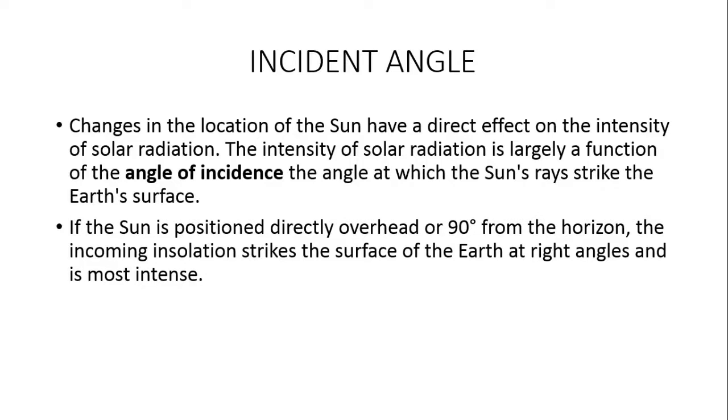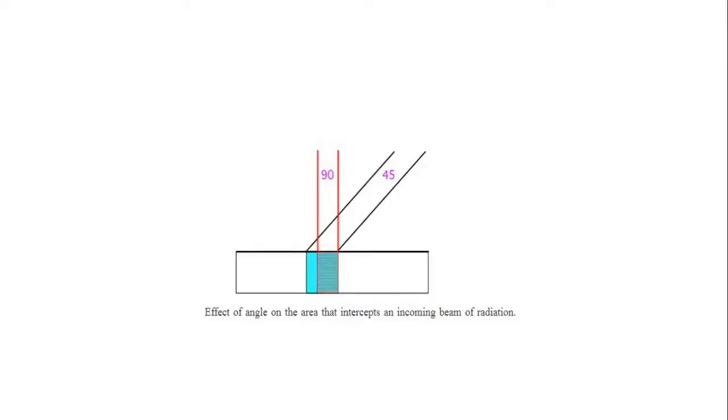And we can say that the changes in the location of the sun have a direct effect on the intensity of solar radiation. The intensity of solar radiation is largely a function of the angle of incidence, that is the angle at which the sun's rays strike the earth's surface. If the sun is positioned directly overhead or 90 degrees from the horizon, the incoming insolation strikes the surface of the earth at right angles and is most intense. This figure is already explained. It shows the effect of angle on the area that intercepts an incoming beam of radiation.